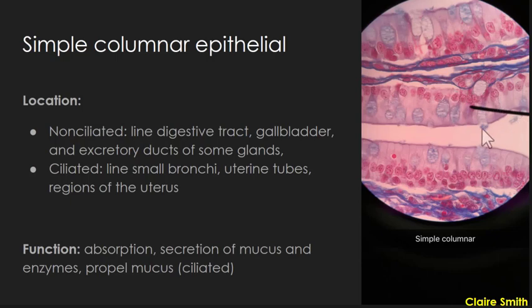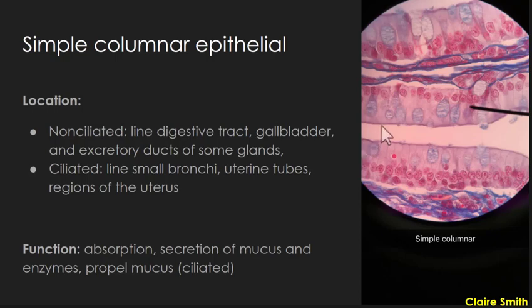We know it's epithelial because, again, we're going to have this lumen here. Simple columnar, there's two different types, non-ciliated and ciliated. So on the surface, sometimes we'll see cilia or little hairs. So the non-ciliated type lines the digestive tract, gallbladder, and ducts of glands. Ciliated lines the bronchi, uterine tubes, and regions of the uterus. Function: absorption, secretion of mucus and enzymes, and to propel mucus, which is for the ciliated type.